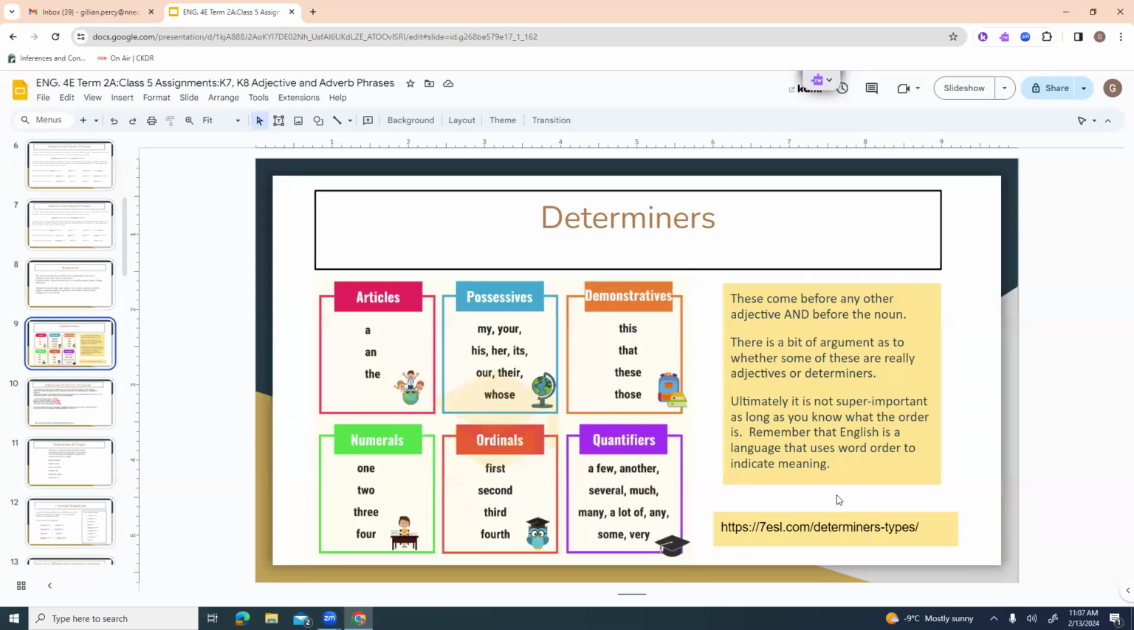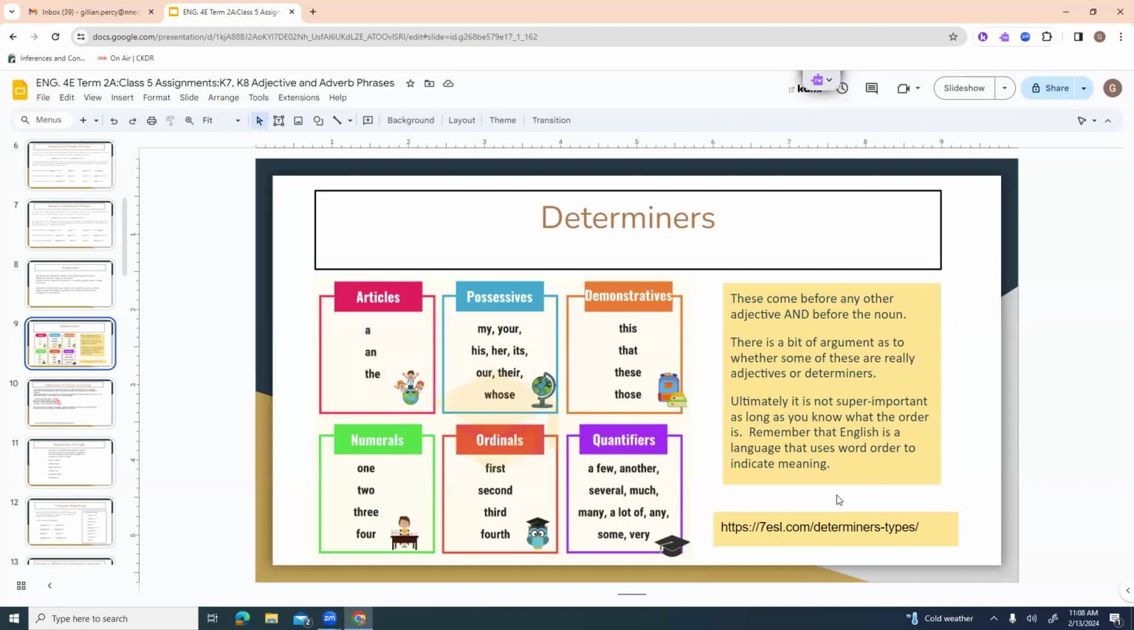And there's six main types of determiners. There's articles, which we always use with nouns: a, an, and the. There's possessives: my, your, his, her, its, our, their, and whose, which is like a question word. There's demonstratives: this, that, these, those. There's numerals like 1, 2, 3, 4, or ordinals, which show first, second, third, fourth. And then there's quantifiers, which are like number words that tell amounts, but not a specific number, like a few, another, several, much, many, a lot, any, some, and very.